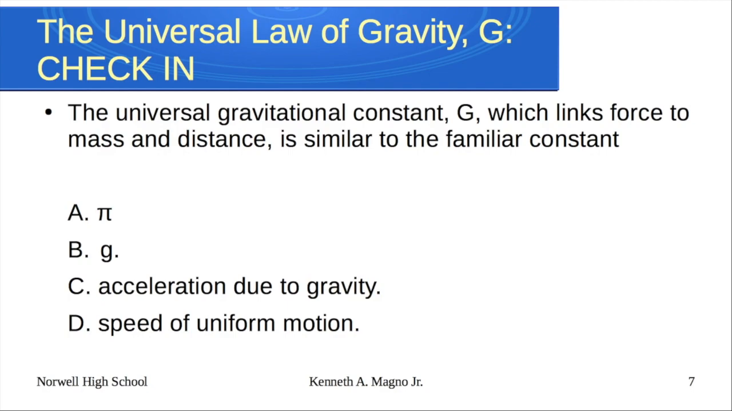So a quick check-in here. The universal gravitational constant G, which links force to mass and distance, is similar to which other familiar constant? Pi, g (acceleration due to gravity), or speed of uniform motion? Which of those is a constant, like it never changes? The answer is pi, because the other things can change based on different factors. Gravity changes based on where you are on Earth. And we're going to discover, as we do this unit, that there's a reason the attractive force changes if I'm on the top of a mountain versus at sea level.